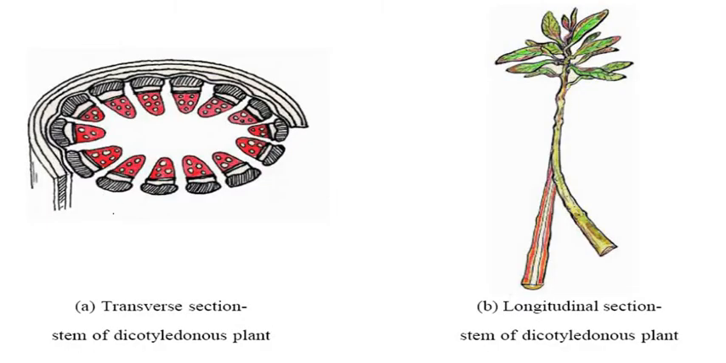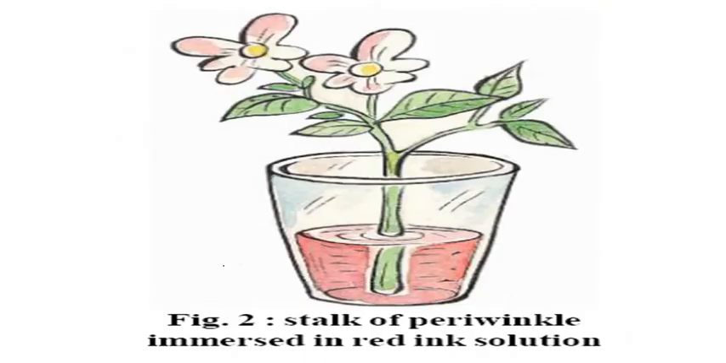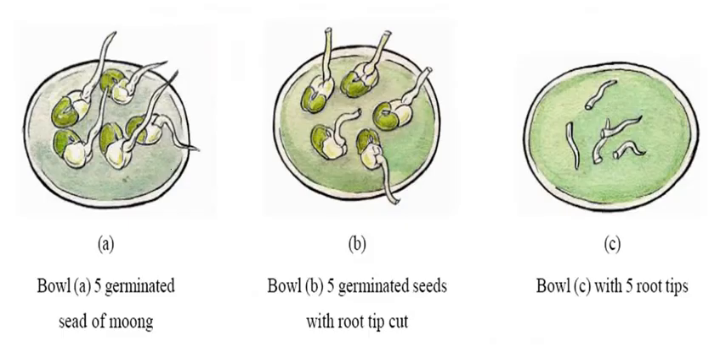Let us see what will happen in this. Now this is the transverse section, the stem of a dicotyledonous plant. And this one is the longitudinal section, stem of the dicotyledonous plant. Now come to the next one. You can see this is the plant, and that is the stalk of the periwinkle immersed in red ink solution. You can see here the bowl with germinated mung seeds.